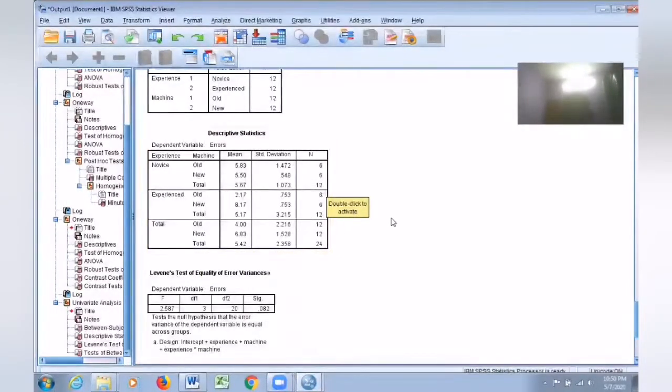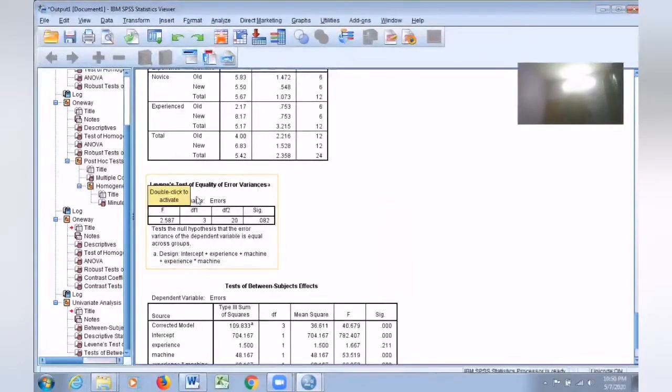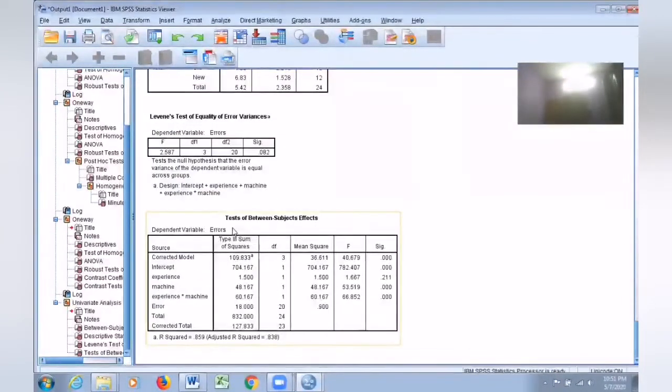Let us come to homogeneity of variance. You can find that the sig value is more than 0.05. It means that equality of variance can be assumed. So no problem. We can go ahead with the ANOVA test. Let us come to the last table, the tests of between-subjects effects, the table which tells you the results of two-way ANOVA.